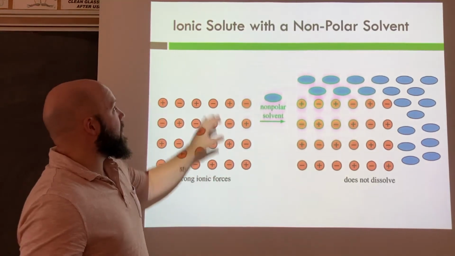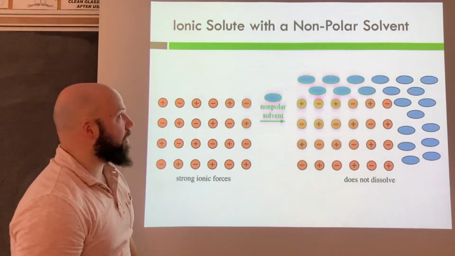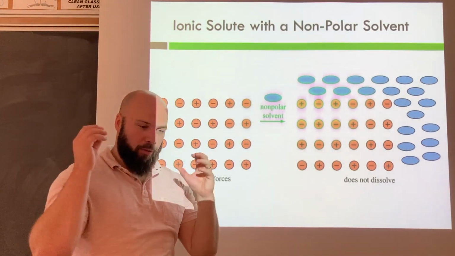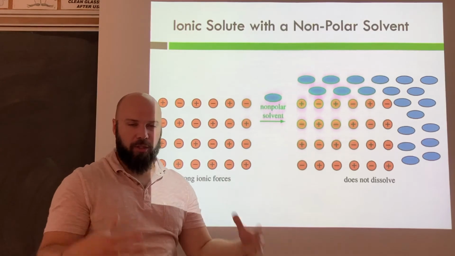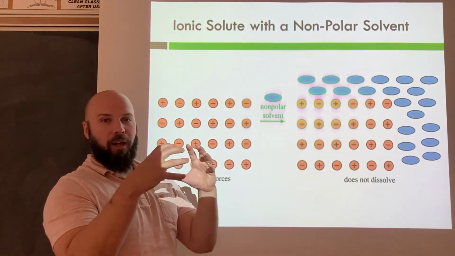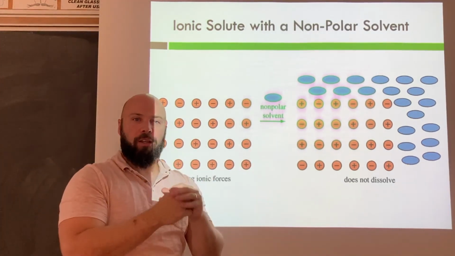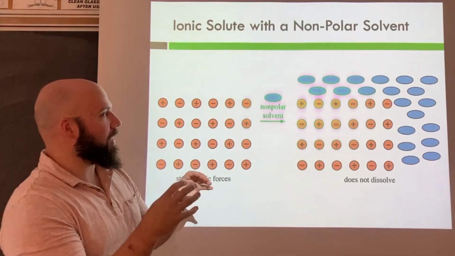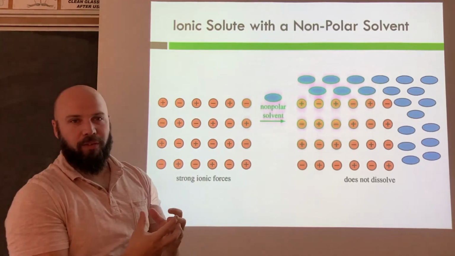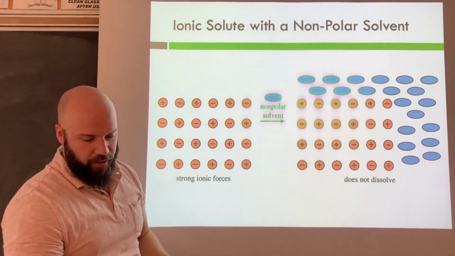Think of this as an ionic solute being a bunch of marbles that are magnetic, and a non-polar solvent being a bunch of marbles that aren't magnetic. You throw them all into a large tin of some sort, and you shake up the tin. Eventually, all of the magnets will stick together, and all the non-magnets will just kind of be around the magnets. You have nothing in the non-polar solvent that is able to surround the positive and negative charges, so the positive and negative charges hold themselves together.